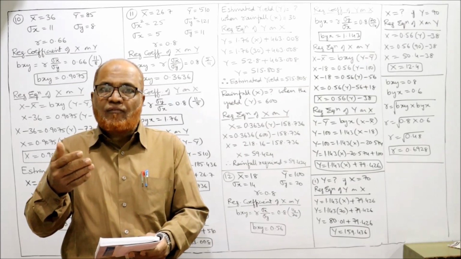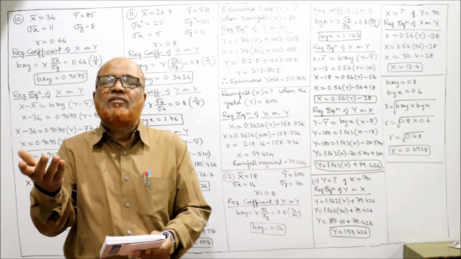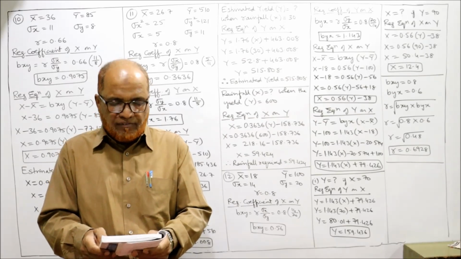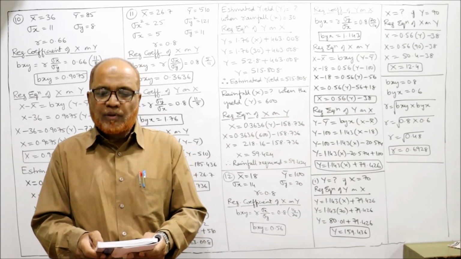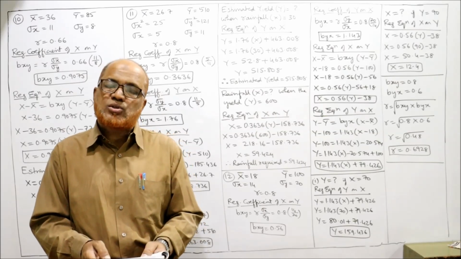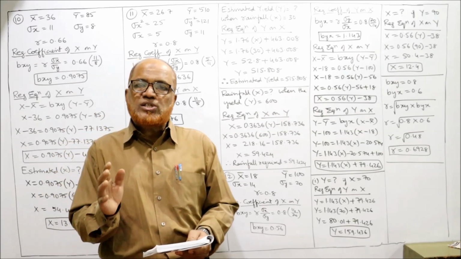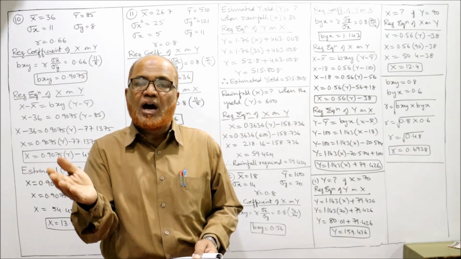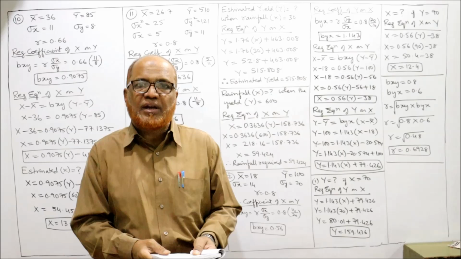Most probable value of Y मालूम करना है तो we need Y on X, and most probable value of X if Y is equal to 90. तो X मालूम करना है तो X on Y. So first of all we need two regression equations, X on Y and Y on X. After that we can be able to estimate.